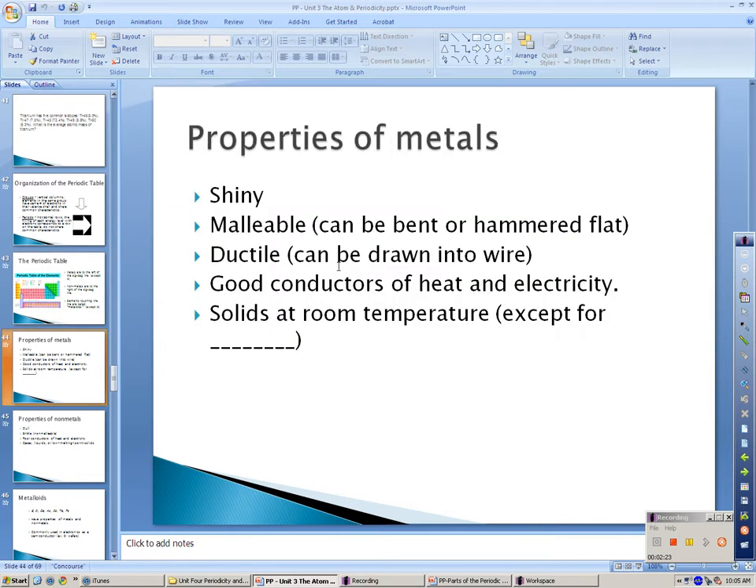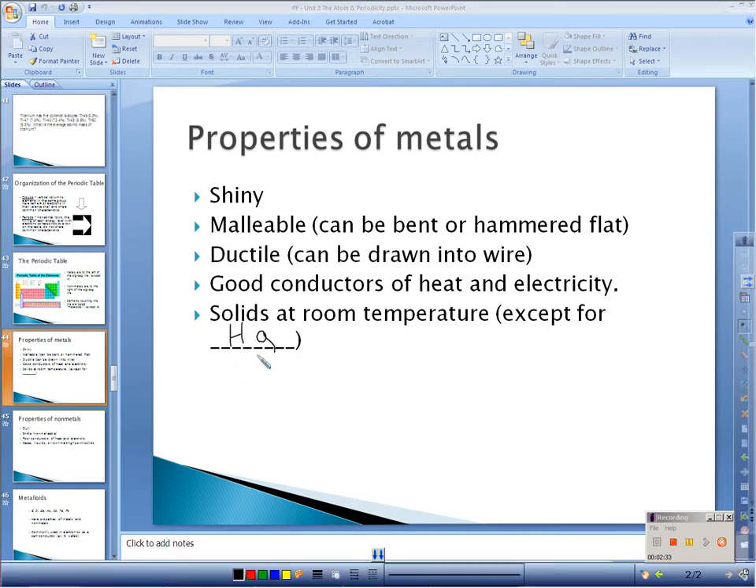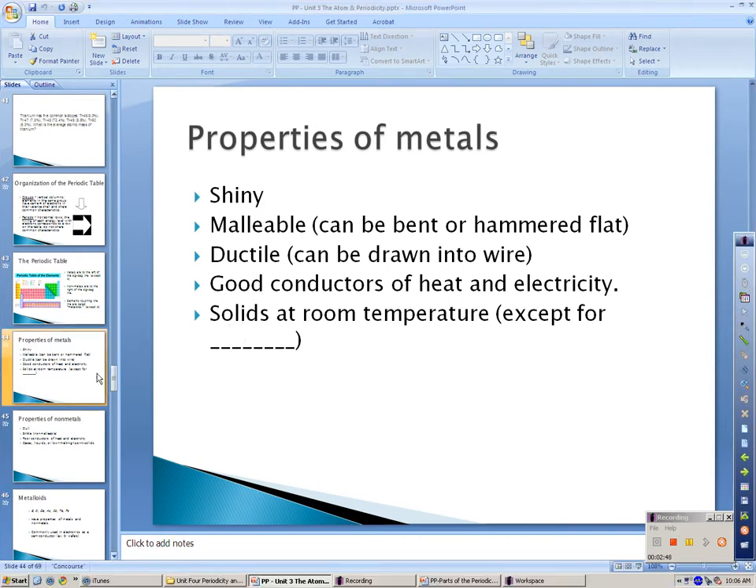So the properties of metals: they're shiny, malleable, ductile, good conductors of electricity, and they're solid at room temperature, except for, which one? Which element? Mercury. Okay. So, ductile means they can be drawn into wire. So think copper wire, or just wire in general. Malleable, they can be hammered flat or bent. Think about the hardware in your car, or stainless steel countertops, stuff like that.